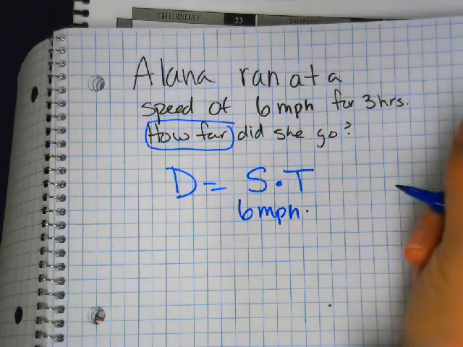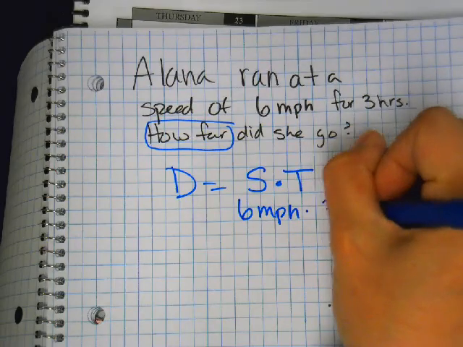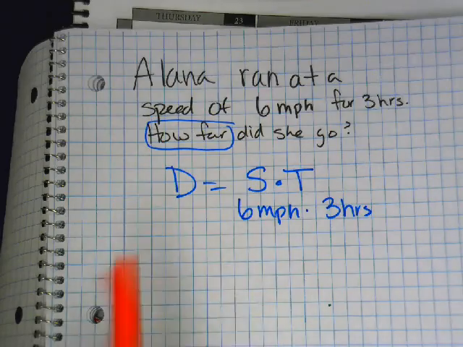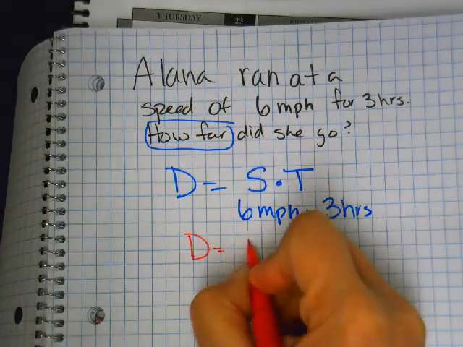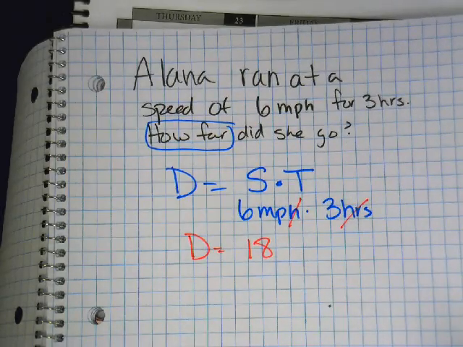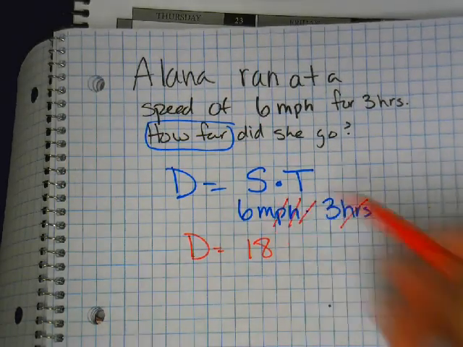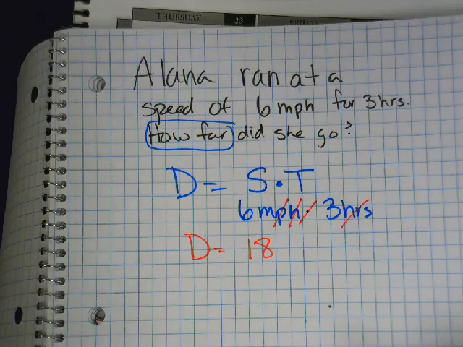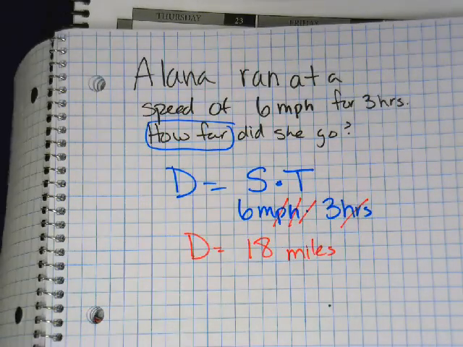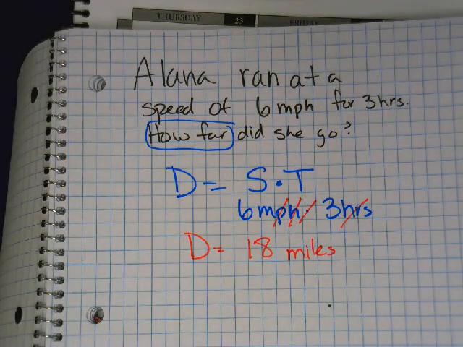What's my time? 3 hours. Okay. So the math is easy. What's 6 times 3? 18. 18 hours. And so what's left over? Miles. So how many total miles does she run for 3 hours? 18 miles.